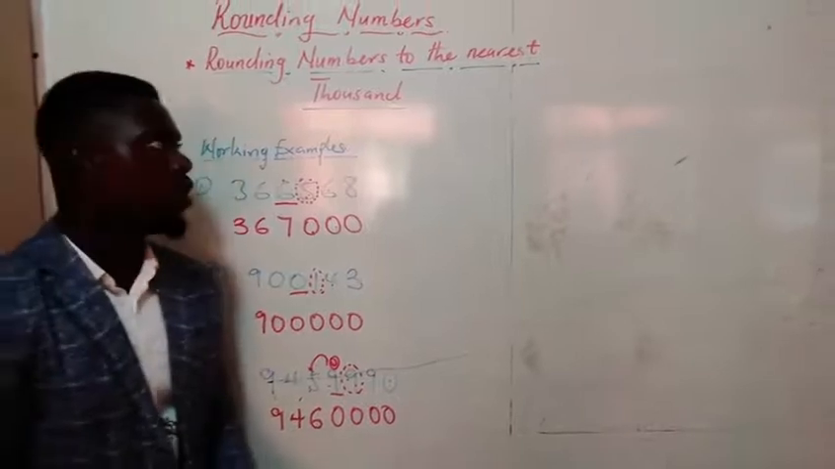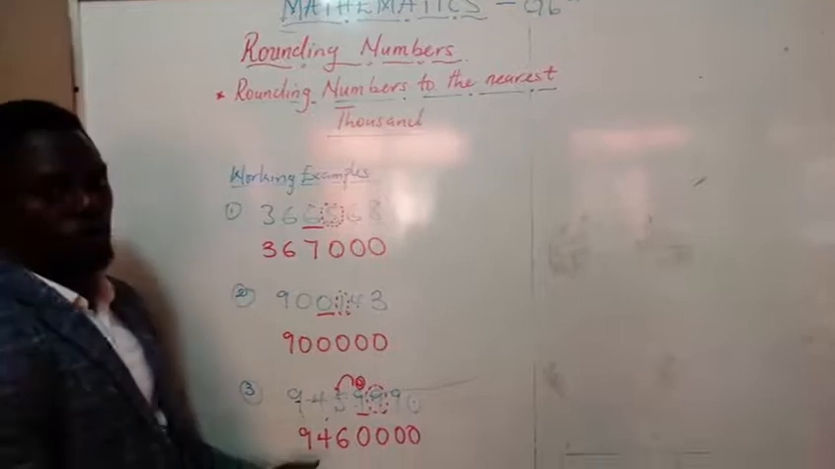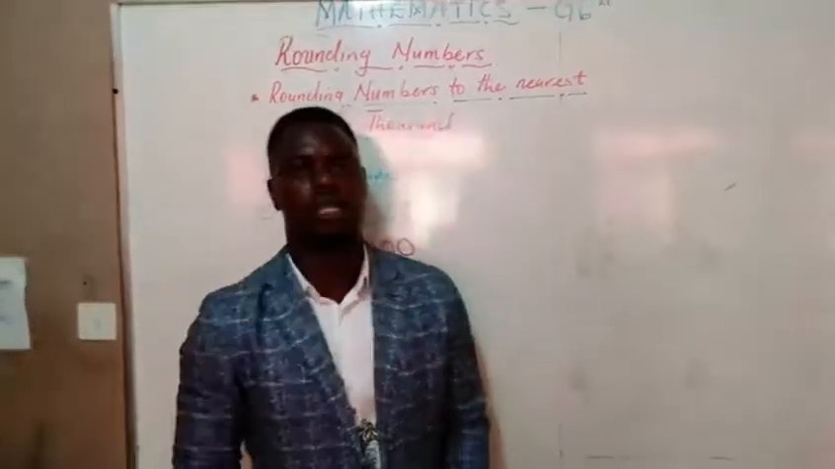Well, you guys did very well when you were rounding to the nearest 10,000. So let's use the same rule to round to the nearest 1,000. This brings us to the end of today's lesson.